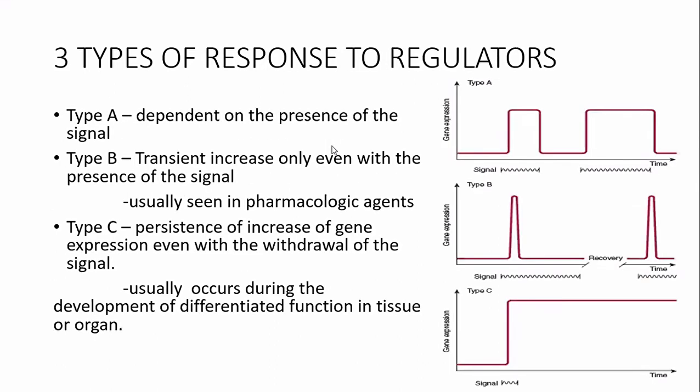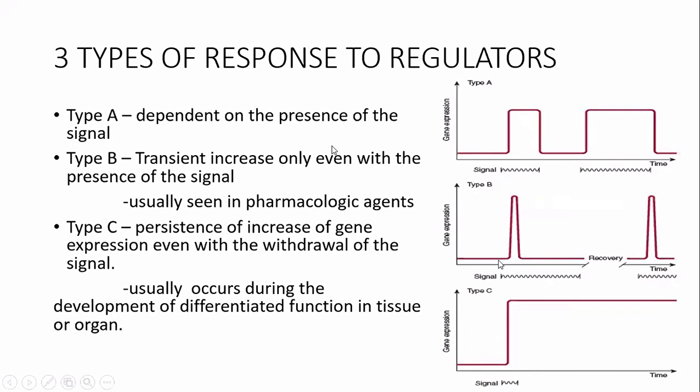Now, there are three types of response to regulators. Meron kang regulators na dyan, may it be a positive or a negative regulator. Yung body natin, we have three responses. The type A, na kung andyan lang yung regulator or nagtatrabaho yung regulator mo or nagproproduce siya ng signal, dun lang magre-respond or mag-increase ng gene expression. Okay? Pag walang activity si regulator mo, wala rin, normal lang, average lang. Pero pag present na naman siya, balik na naman, taas yung gene expression mo.